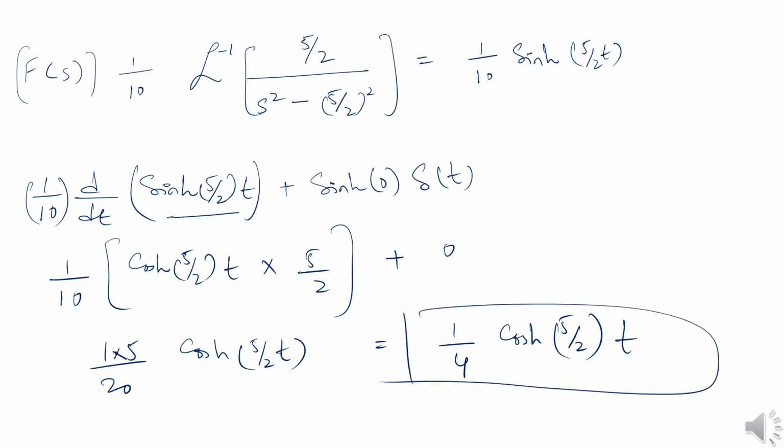So this is the final answer. The Laplace inverse transform of s over 4s squared minus 25 is equal to 1 over 4 cosh of 5 over 2 t. So that was the problem. We can take other problems and solve them easily using this property, and we will use this property in future for solving some differential equations and inverse transforms, and we will learn some other properties also.